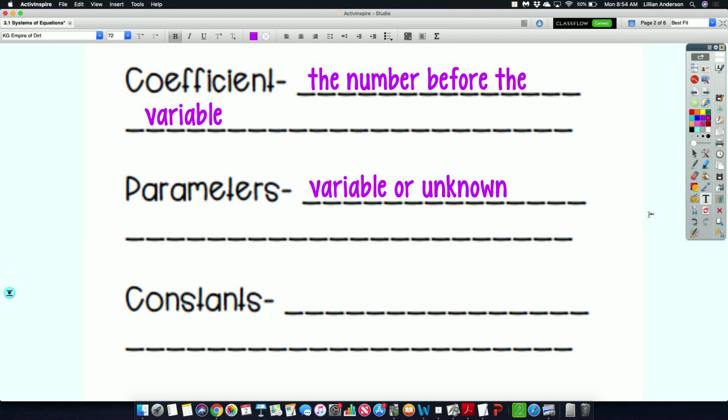And then last but not least, you have your constants. Constant. Familiar word. Stays the same always. True. So that is what a constant is. It stays the same always. When we're talking about the constant in the equation, what is that? It keeps the same value. Not the variable, because that's a parameter. It's the number without the variable.